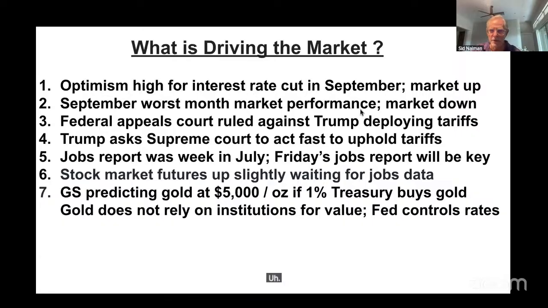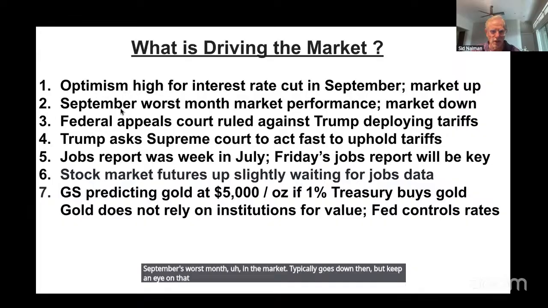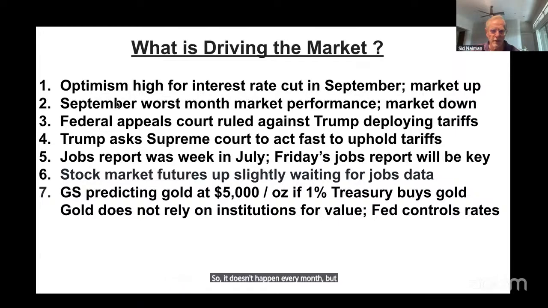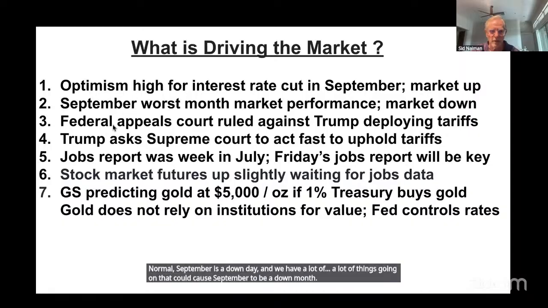September, worst month in the market, typically goes down then, but keep an eye on that. That's over many, many years. The last September, the market was up. So it doesn't happen every month, but keep an eye on whether it goes back to normal. And we have a lot of things going on that could cause September to be a down month.